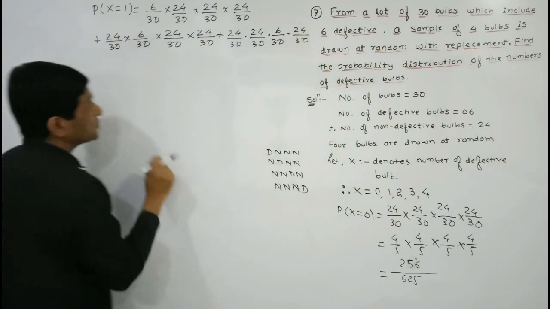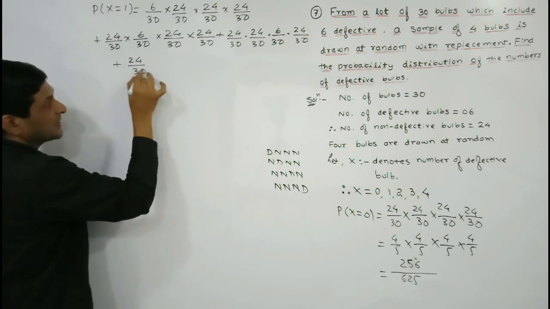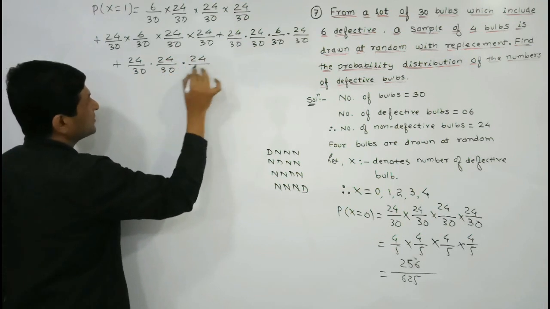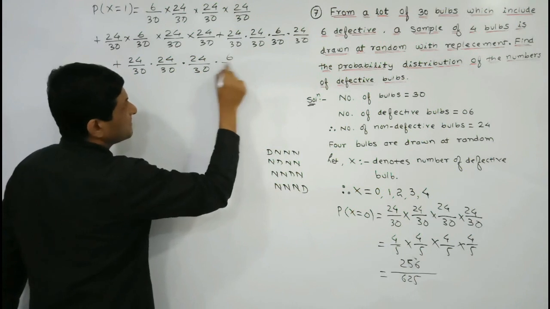And in the last case, non-defective means what, 24 upon 30, again non-defective means 24 upon 30, again 24 upon 30, and lastly defective means what, 6 by 30.